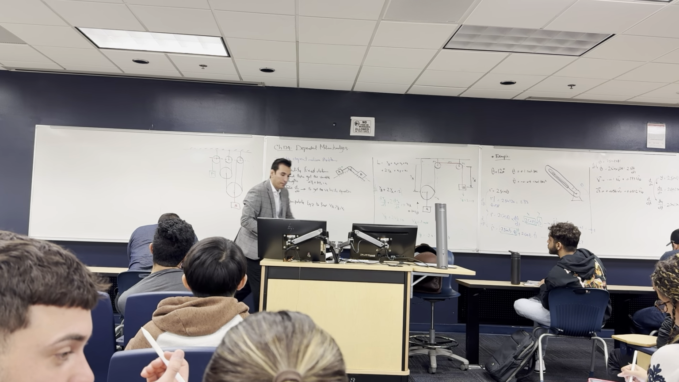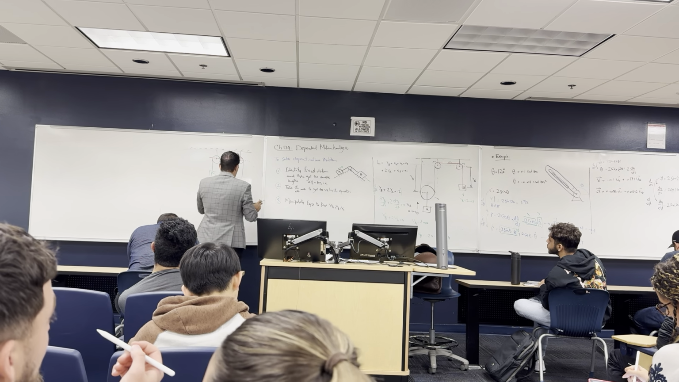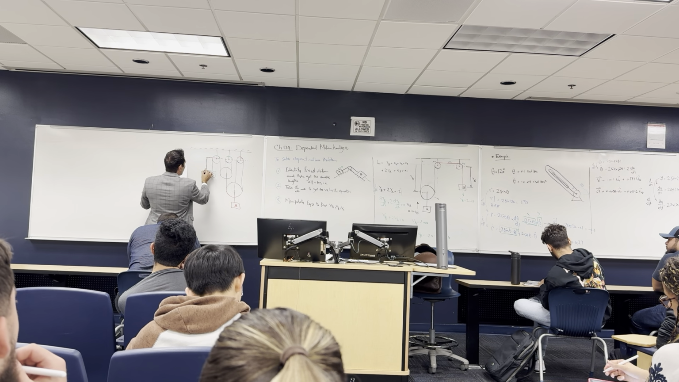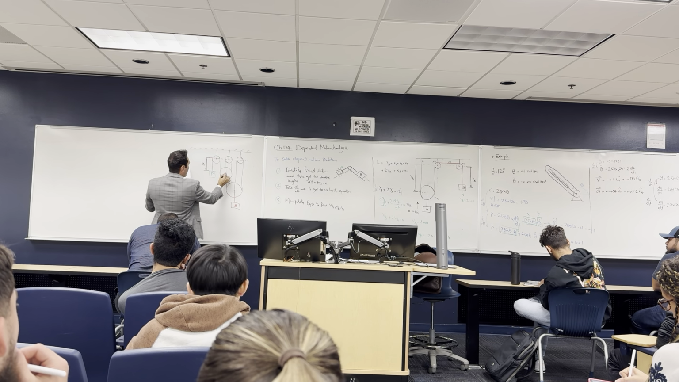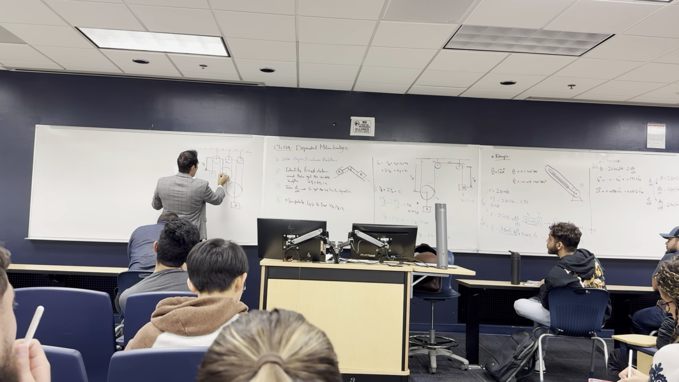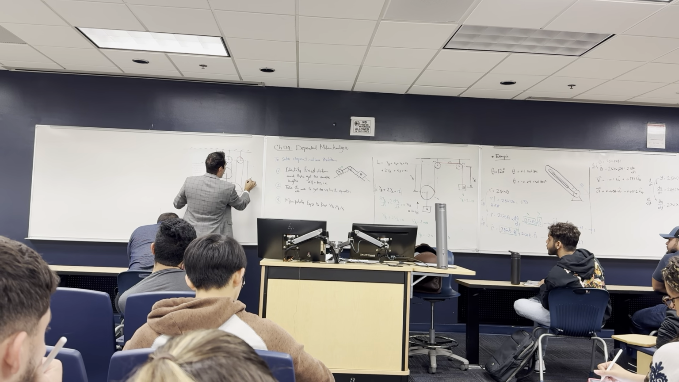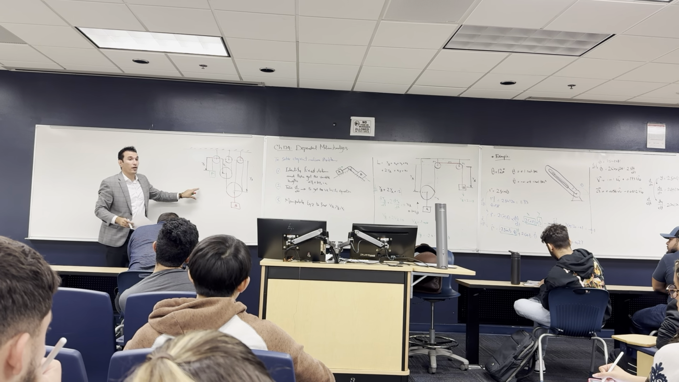Let's see. So let's start with this one. This one is moving from here to here. Let's say that this is Y1, and this pulley is here, and it's moving with Y2, and this pulley is here and is moving with Y3. So these are the moving parts.